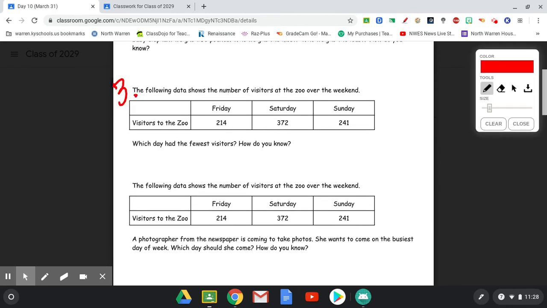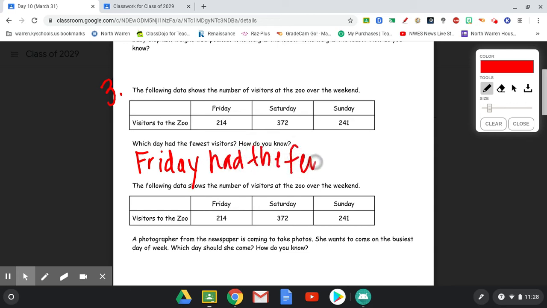The following data shows the number of visitors at the zoo over the weekend. All right, so over here we have the visitors, we have the days, Friday, Saturday, and Sunday, and these are the amount of people that visited the zoo on that day, okay? So which day had the fewest visitors? How do you know? So looking at this chart, the smallest number is going to be 214. So Friday had the fewest visitors.